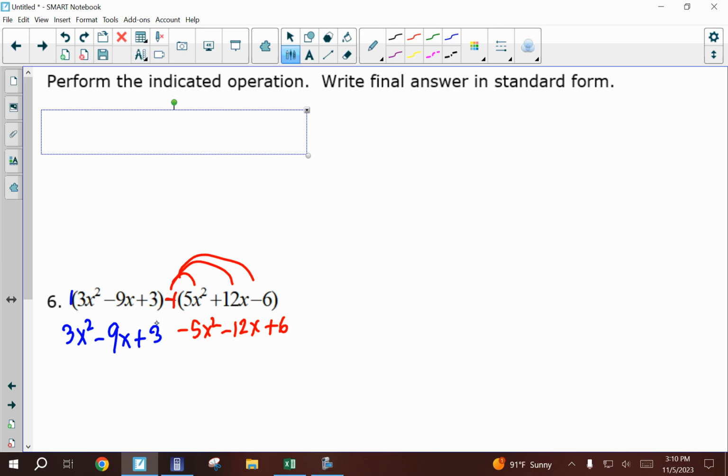And then we combine like terms just like the last problem. So starting with the highest exponent, it's positive 3 and minus 5. So that's minus 2x squared. Then we have the x's. So negative 9 and negative 12 makes negative 21x. And then your constants. Positive 3 and positive 6 makes positive 9. That's my answer.